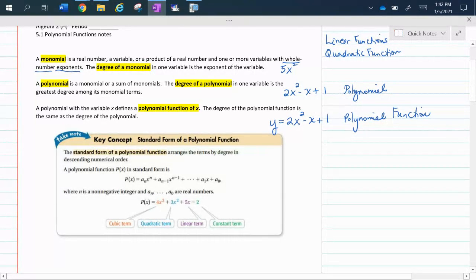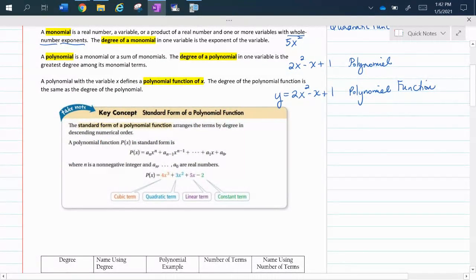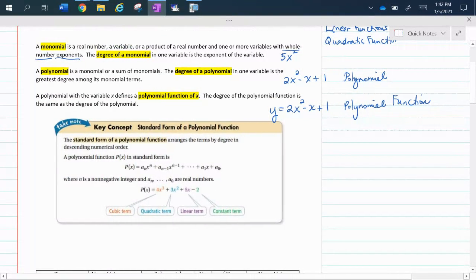Where n is a non-negative integer, so our exponents have to be whole numbers. And notice this example that you are given has four terms. The 4x cubed is the cubic term. The 3x squared is called the quadratic term. The 5x is called the linear term. And the minus 2 is the constant. Remember, a number in math is a constant. So if it's a term that does not have a variable, let's make sure we know that. Constant term is the term with no variable.